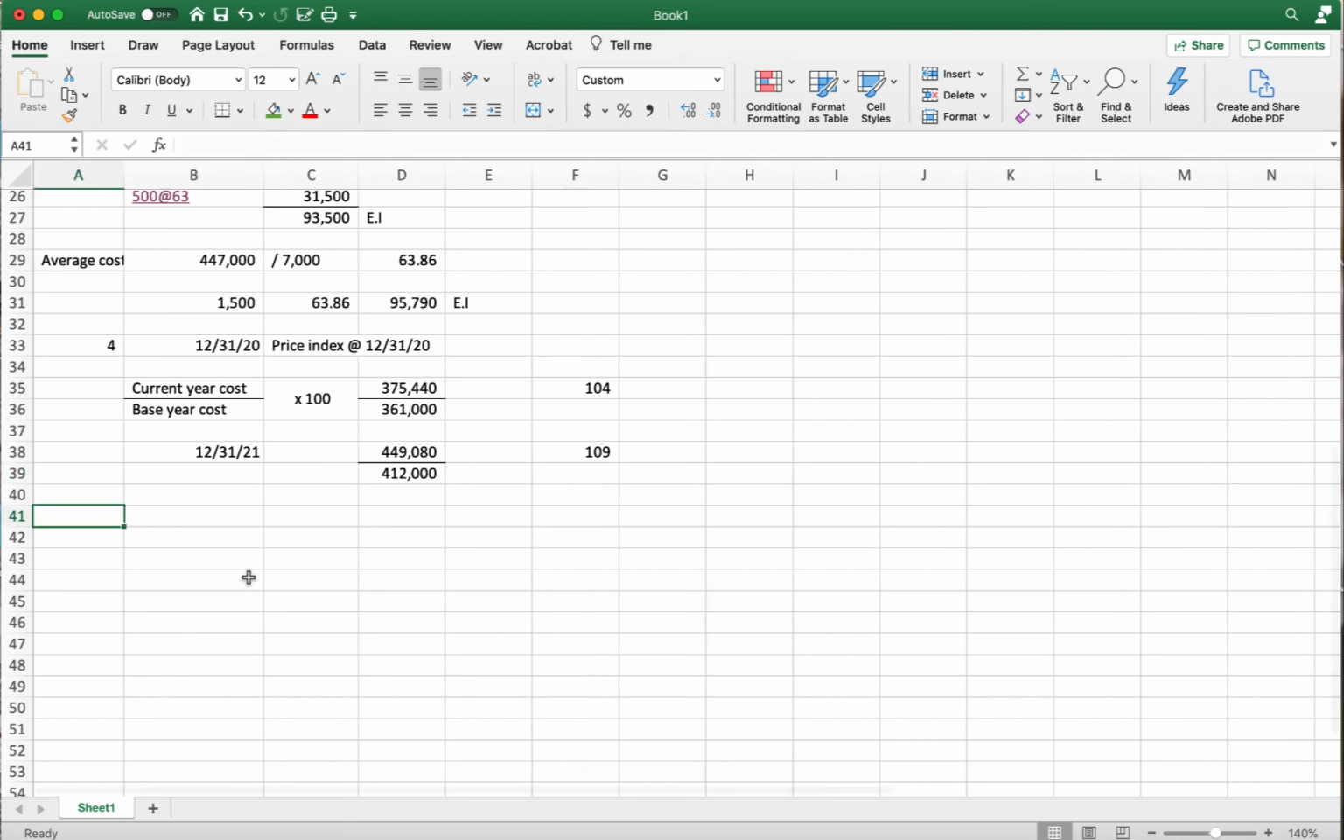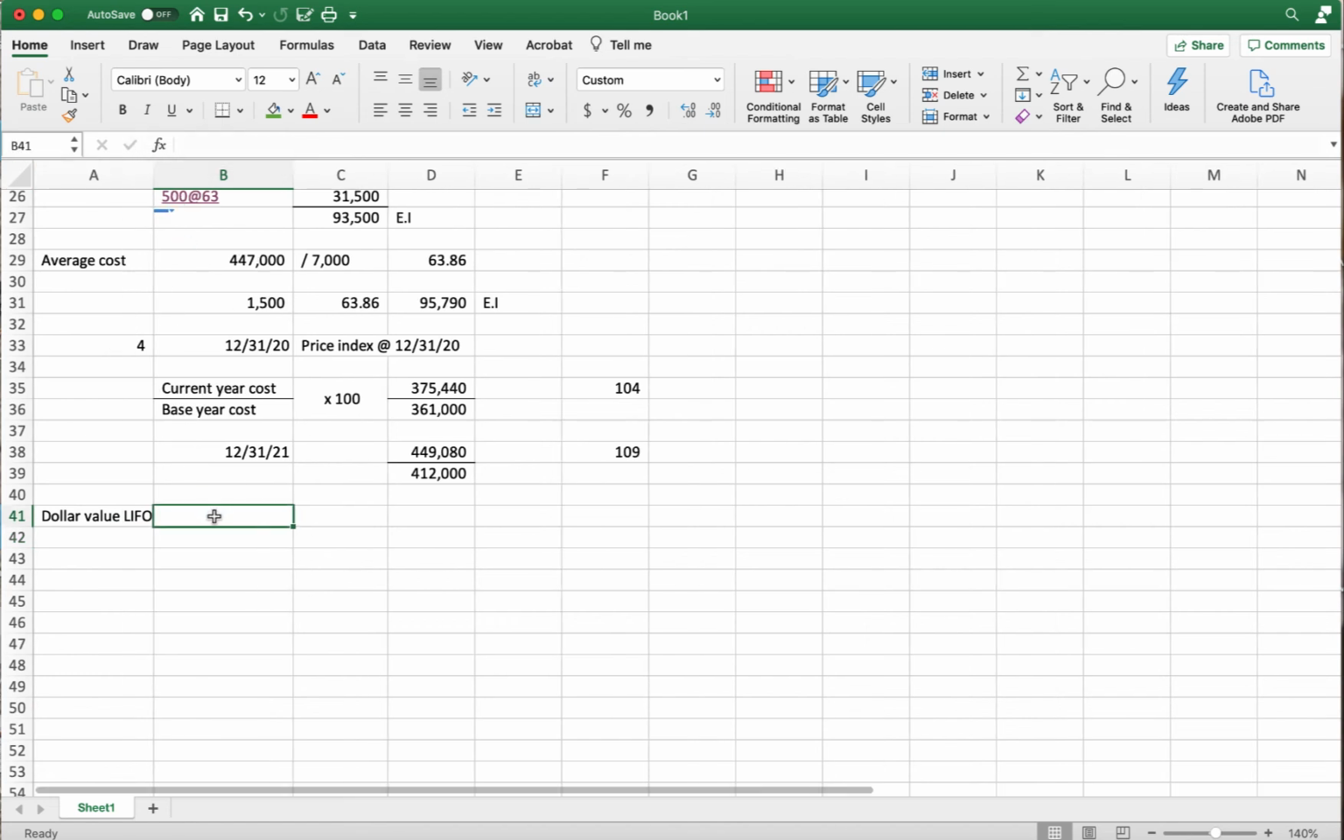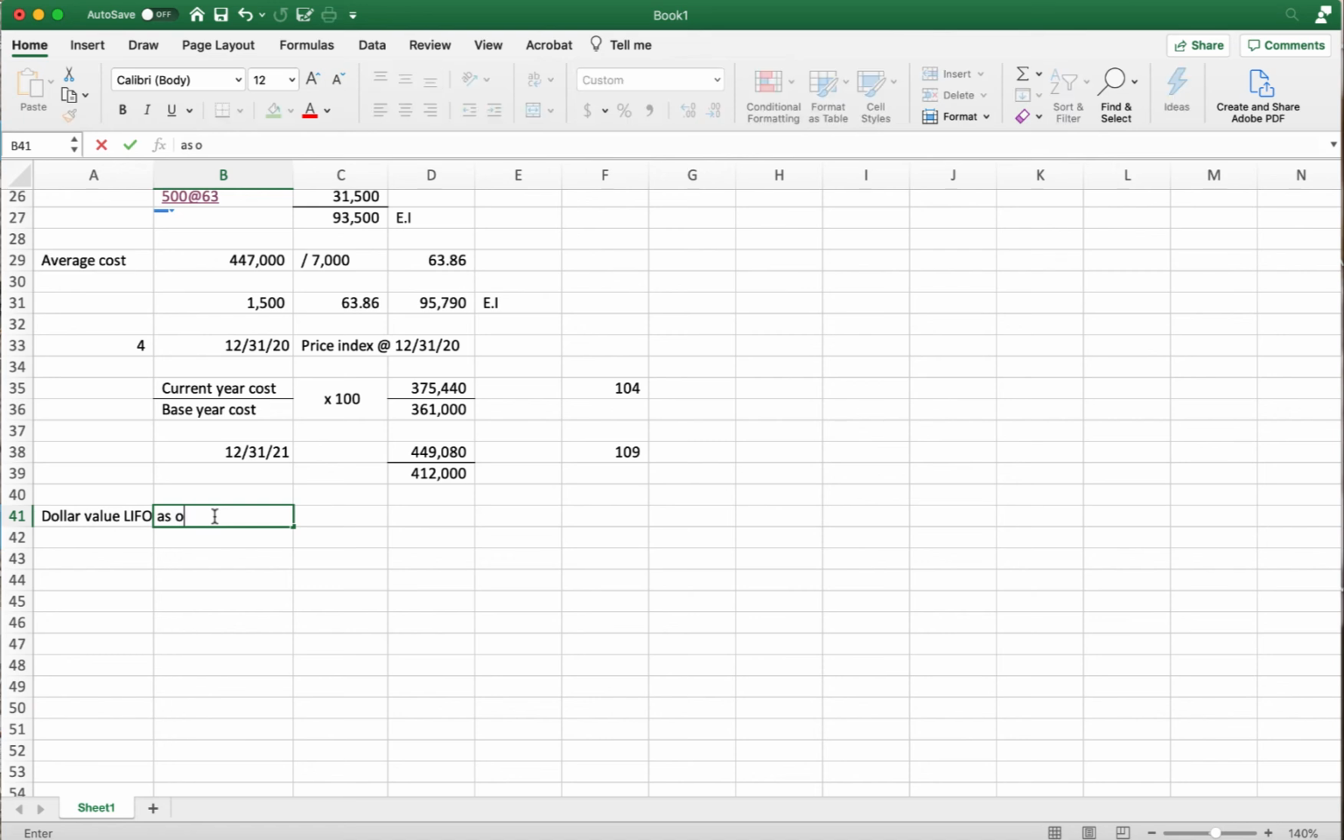So to figure out the dollar value LIFO, what I need to do is first look at, and again, this is as of 12/31/20. So I need to first figure out how much my inventory increased by, right? Looking at LIFO. Well, that's easy to figure out.